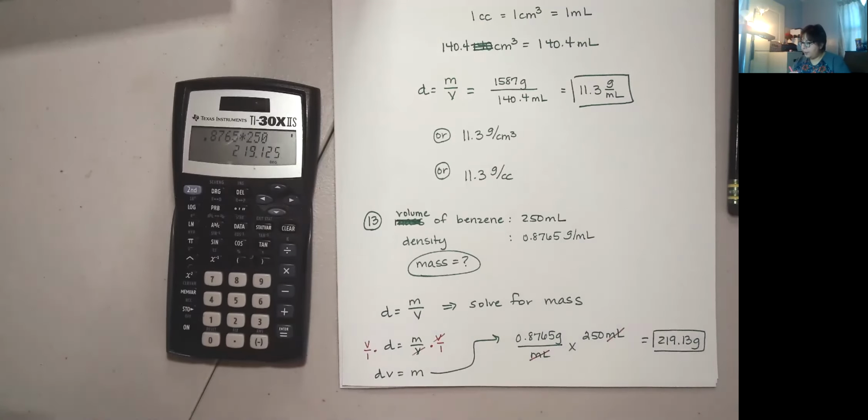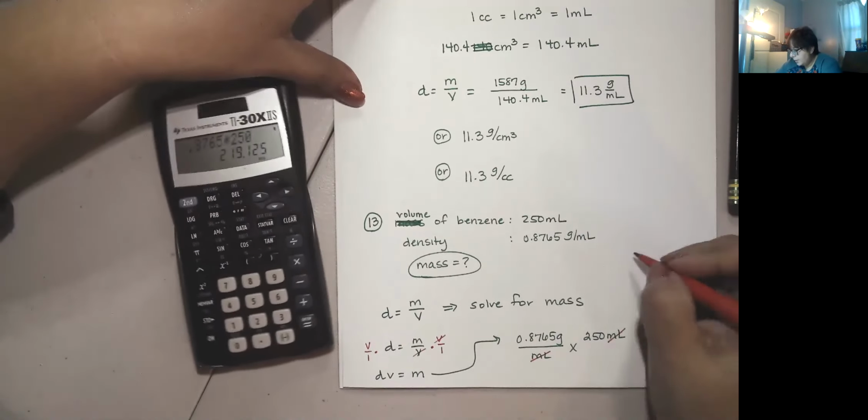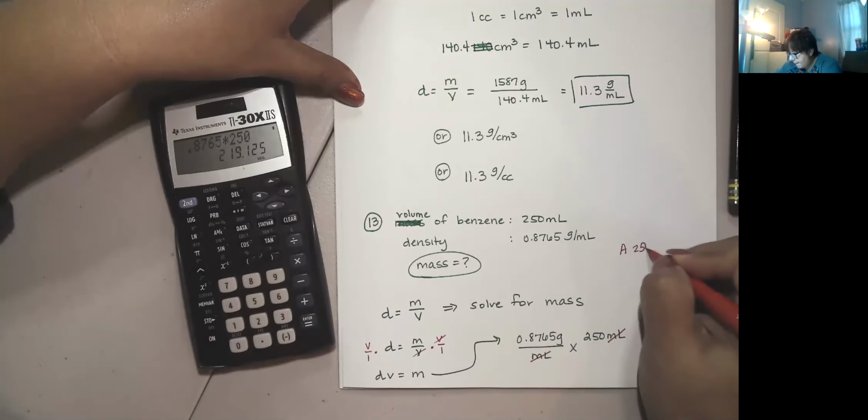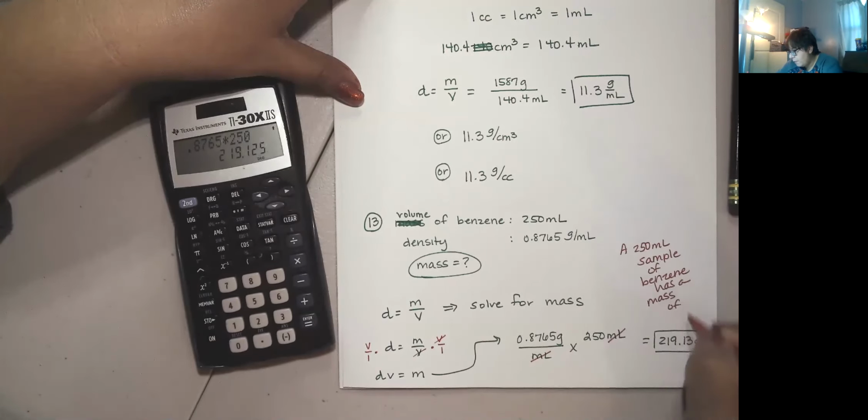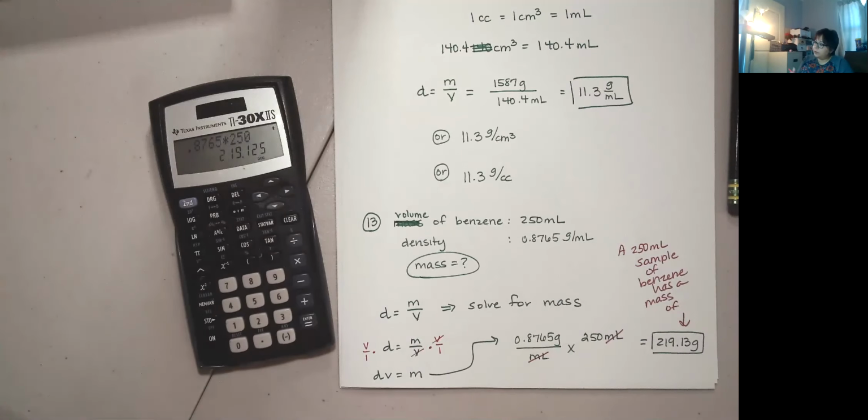I'll write that out for you. So a 250 ml sample of benzene has a mass of 219.13 grams. So this is still a density problem. We're just rearranging the density formula.